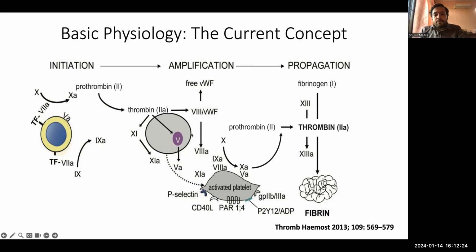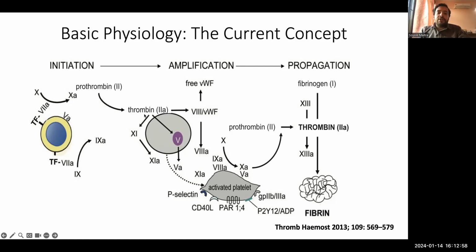This slide is important to understand the various steps of coagulation and which particular therapy to be used for a particular kind of pathophysiology. In a nutshell, the coagulation cascade is activated by the tissue factor and factor 7A complex on the cells which express the tissue factor at the site of injury. This complex activates factor 10 and factor 9, and ultimately generates a small amount of thrombin from prothrombin.